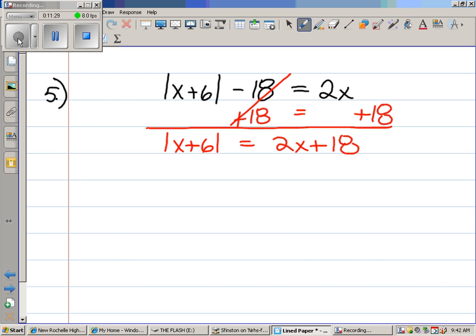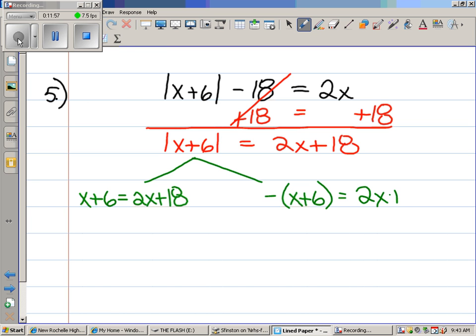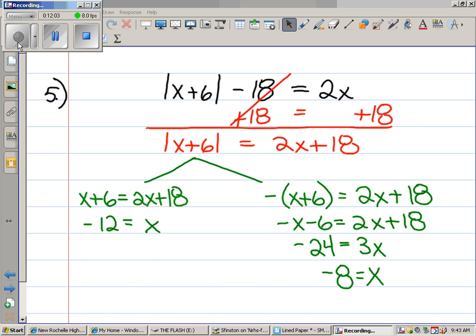What's next? Once it's isolated, we're going to put a break. We're going to try and think of the two possibilities, right? One possibility is certainly that x plus 6 could equal 2x plus 18. And then the other possibility is that the stuff inside those absolute values, the negative version of it, could also equal 2x plus 18. And then we just got to solve both equations. So here's what happens when you solve both equations, right? We got these two answers.